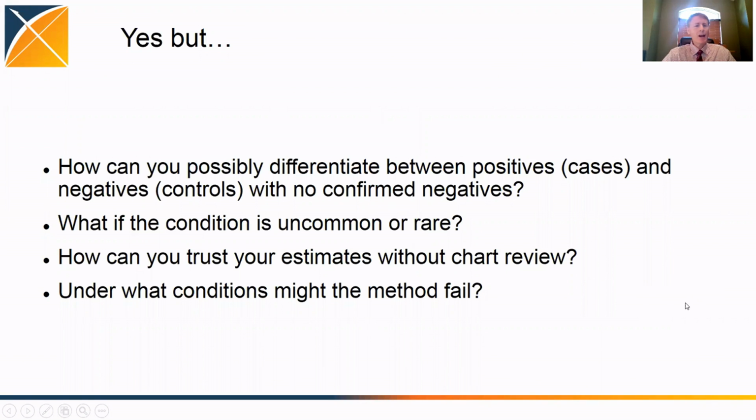That sounds good, but how can you possibly differentiate between positives or cases and negatives or controls with no confirmed negatives? What if the condition is uncommon or rare? How can you trust your estimates without chart review? And what are the limits of the method where it might fail?